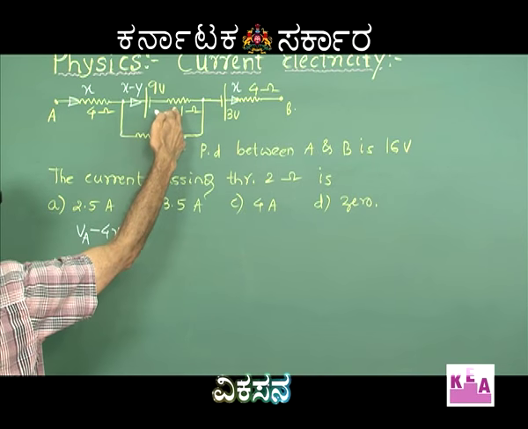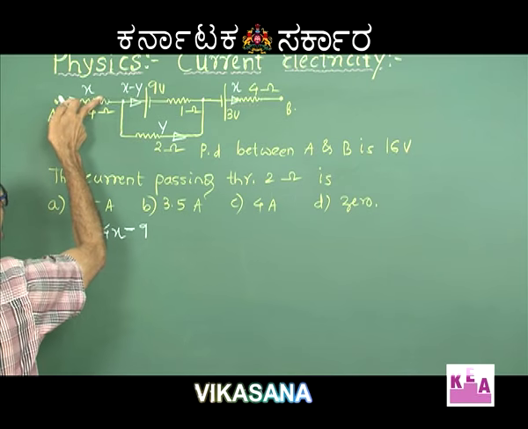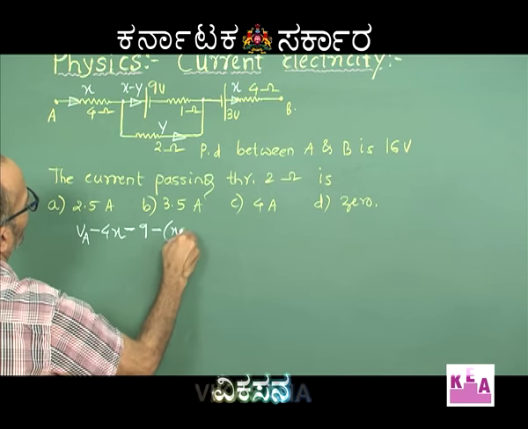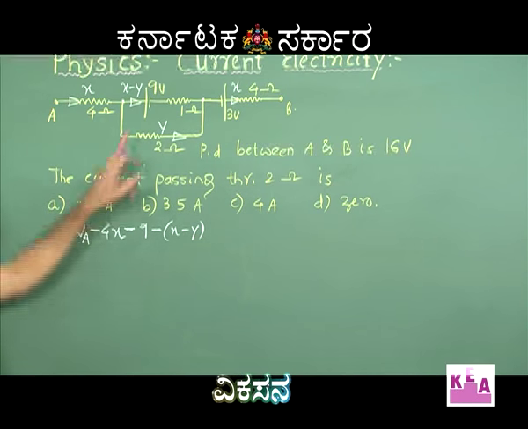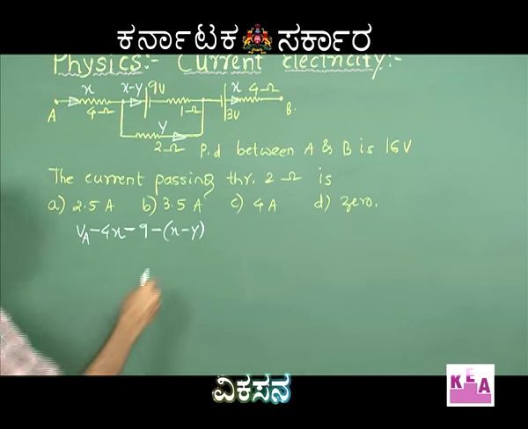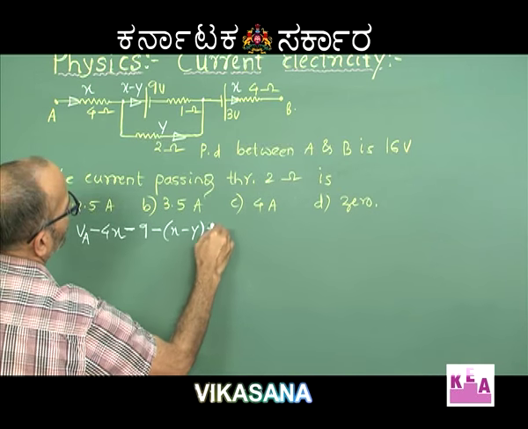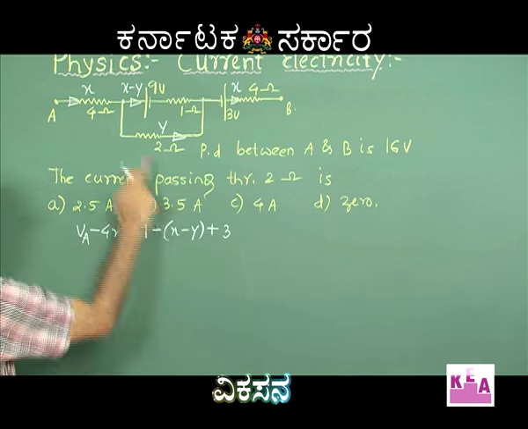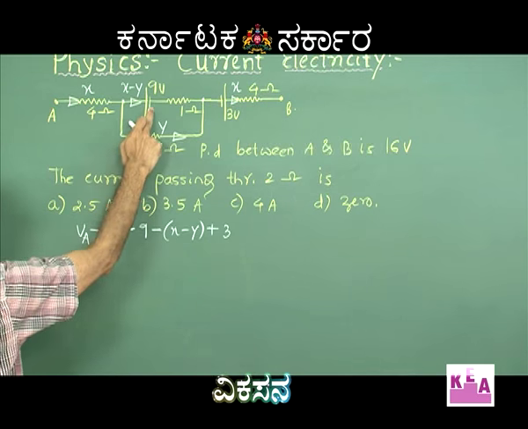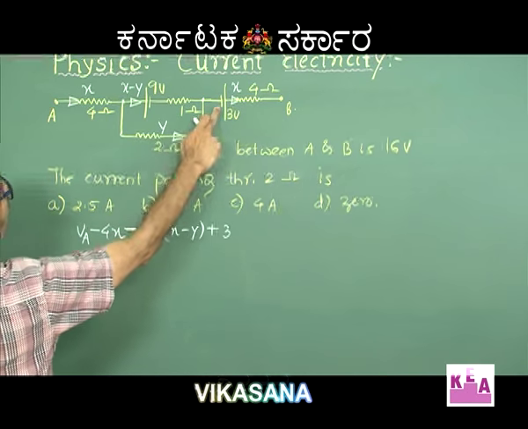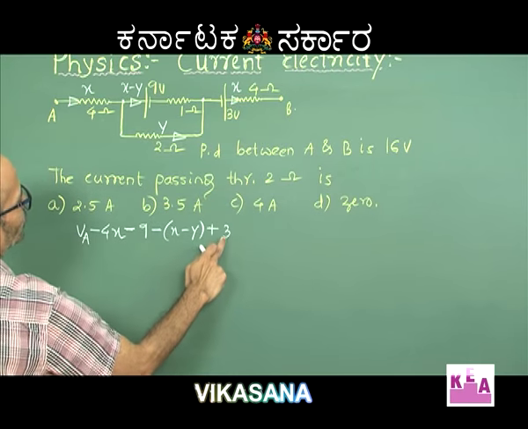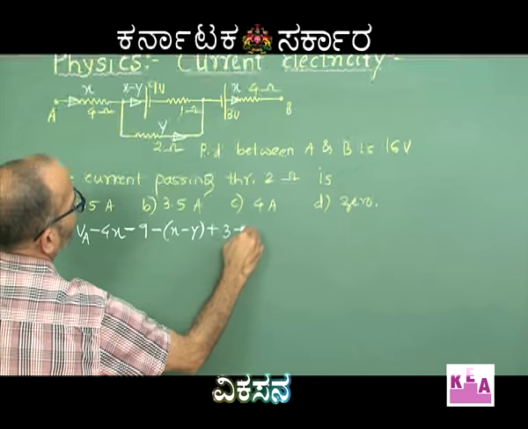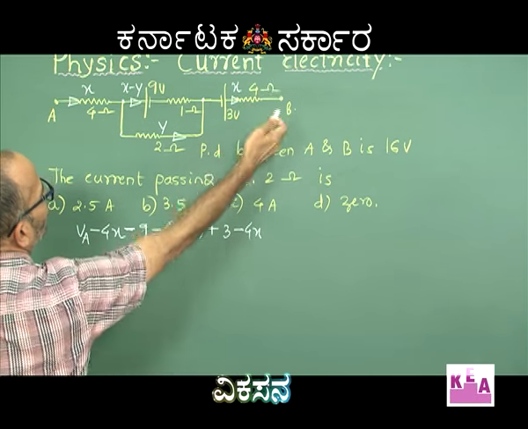Then I come across this resistance in which the current is X minus Y, and I am still moving in the direction of the current. So, there is a drop, so it is minus (X minus Y). Then plus 3, because I have moved from negative terminal to positive terminal. So, there is a potential rise. Here, I had moved from positive to negative and there was a potential drop, and here I am moving from negative to positive, so there is a potential rise. I am still moving in the direction of the current, so it is minus 4x, and now I have reached the point B.